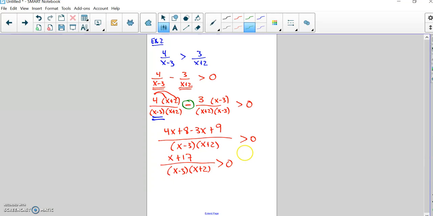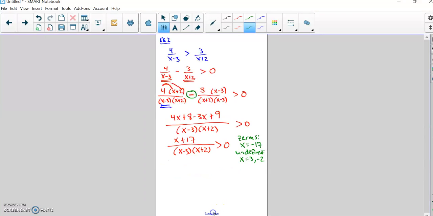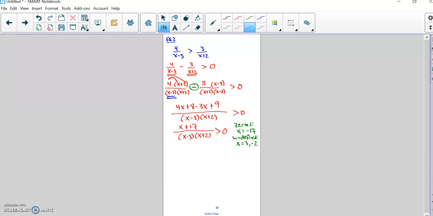So now we can come over here and figure out what we are looking for. We're looking for the zeros from the top, which for us is going to be x equals negative 17. And then from the bottom, the undefineds, which for us are going to be x equals 3 and x equals negative 2. Remember those are undefined because we cannot divide by 0.